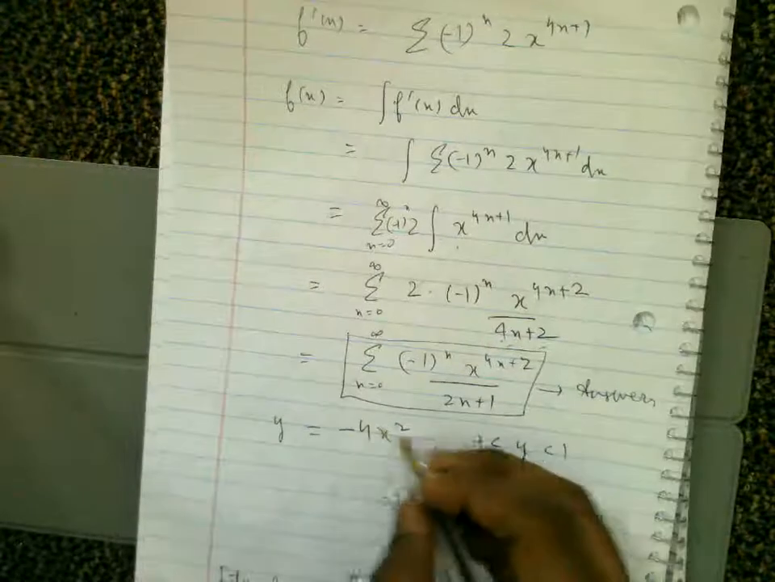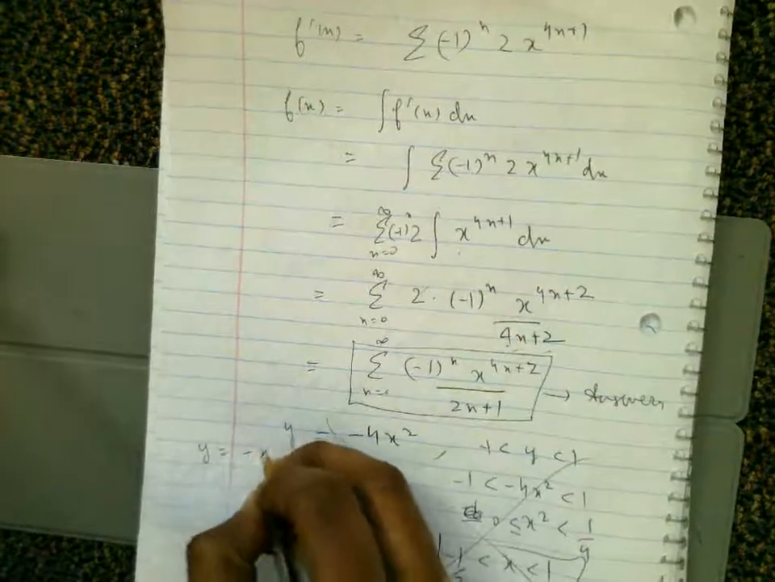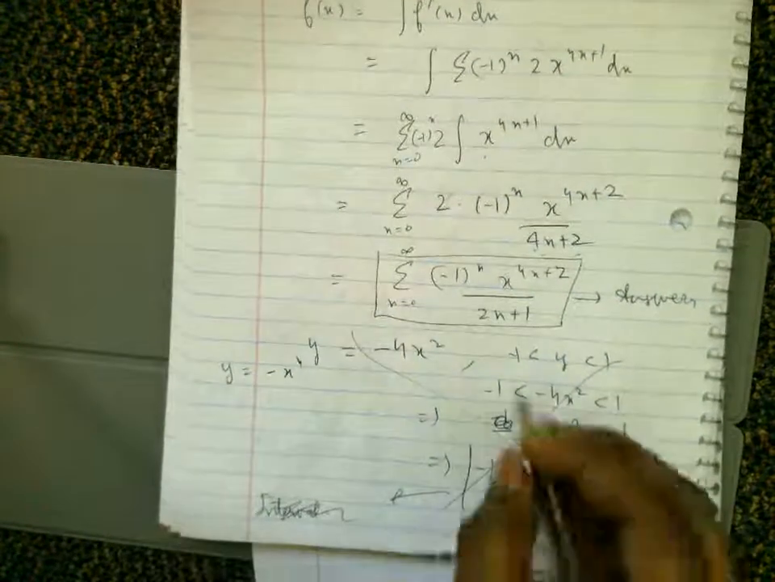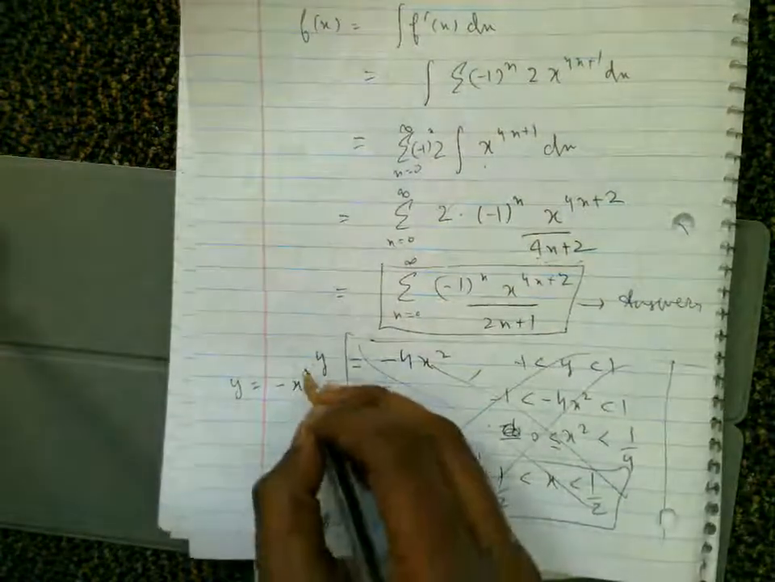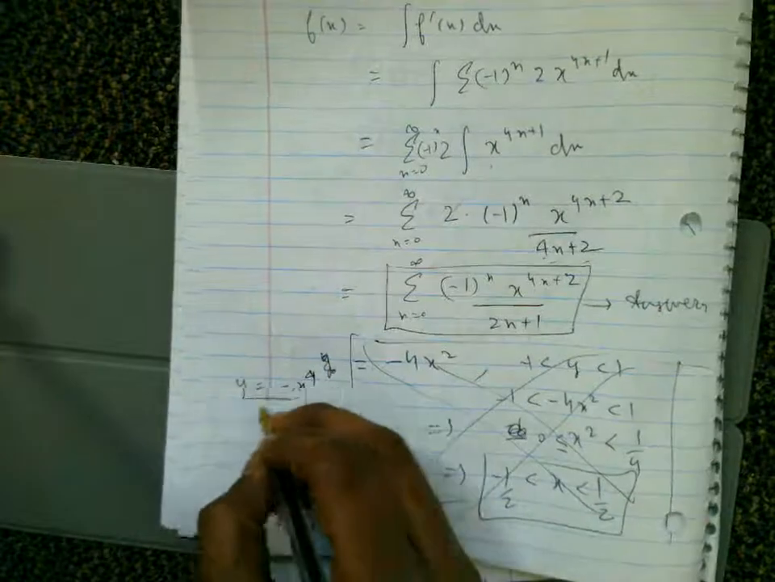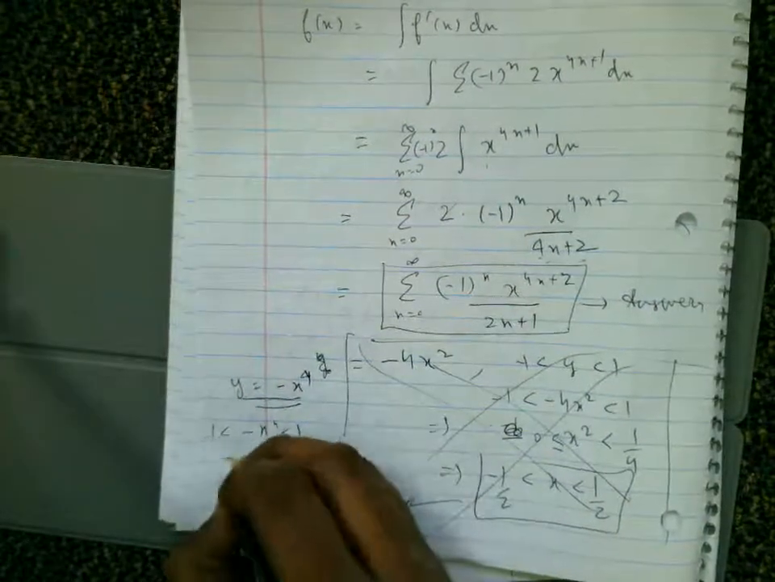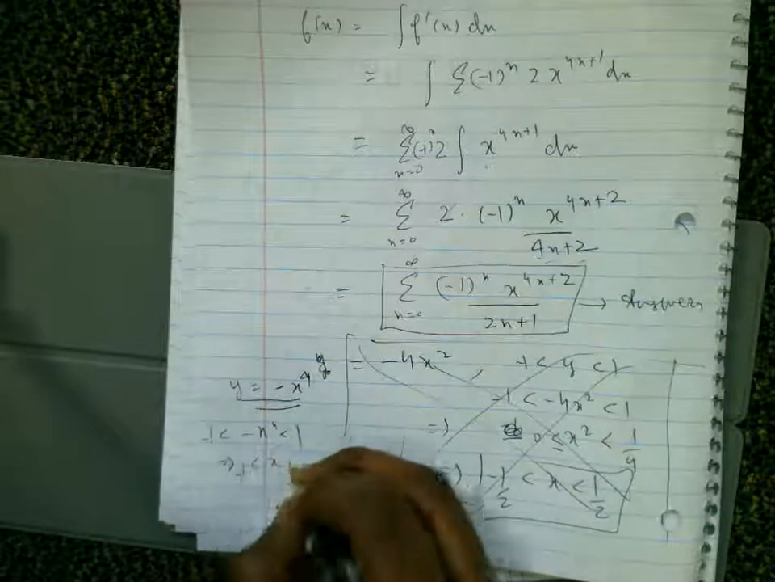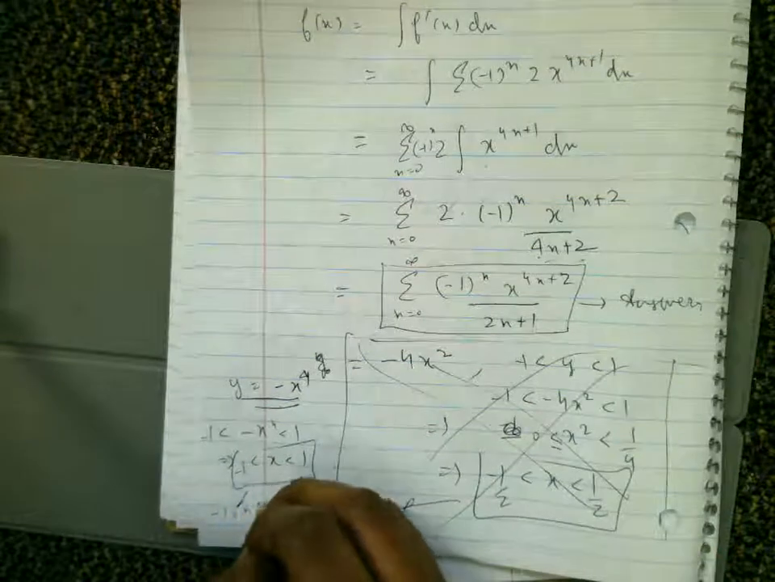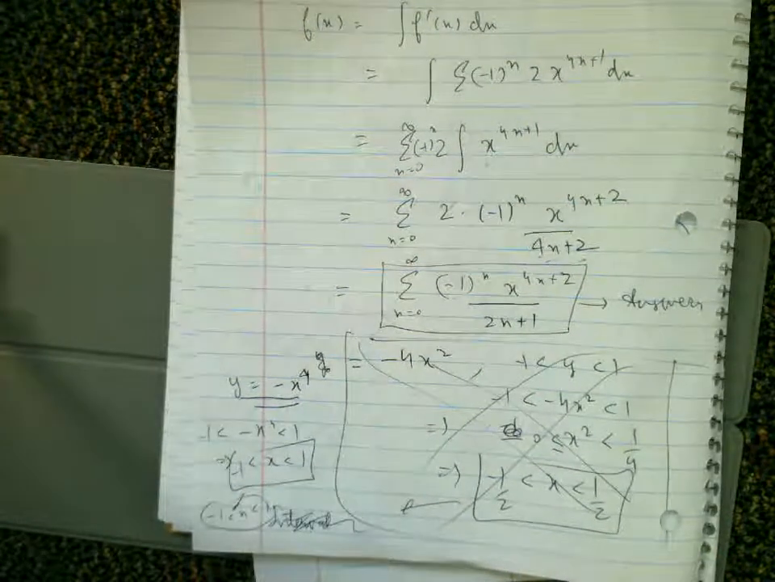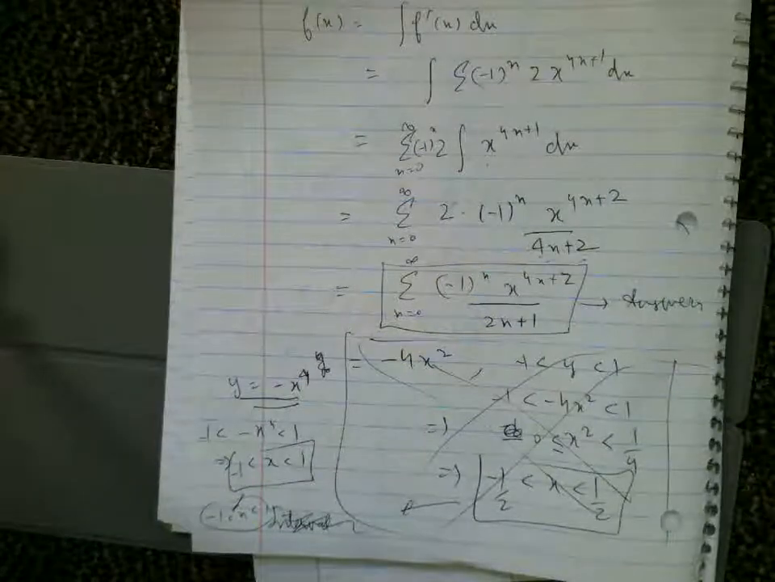Oops, no, I didn't take this. We took y equal to minus x to the 4. This is just wrong, just ignore this. We took y equal to minus x to the 4. So that means minus x to the 4 lies between minus 1 and 1. So then x will also lie between minus 1 and 1. So this is our interval of convergence, minus 1 to 1. Alright, so that was the final question.